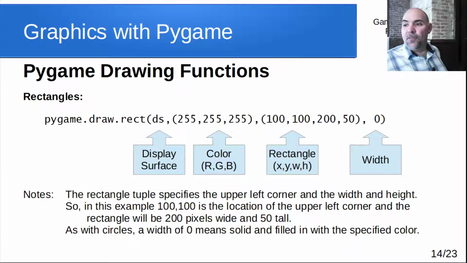Okay, hopefully that makes sense. One of the common mistakes is to treat this like a line, where this is one corner and this is the other corner, but this is the width and that's the height. So keep that in mind. If you're trying to make a shape and it's coming out wrong, keep in mind that this is the width and that's the height. And again, a width of 0 makes it solid. Other widths are the size of the border.